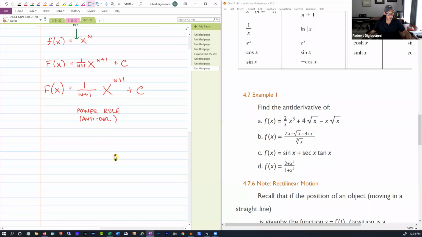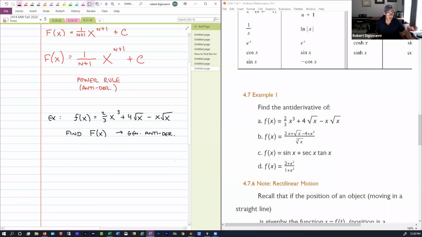So as an example, if f of x is, let's say, 2/3 x to the third plus 4 root x, minus x root x, and we want to find the antiderivative, the general antiderivative.